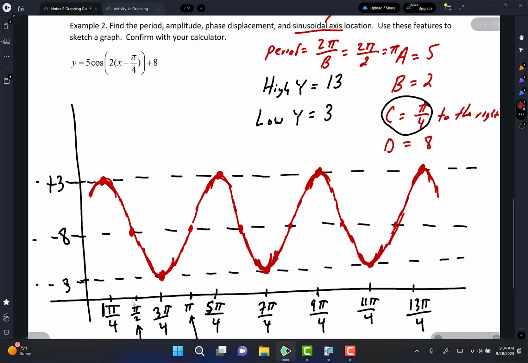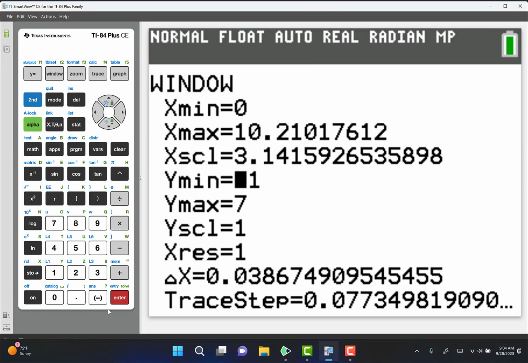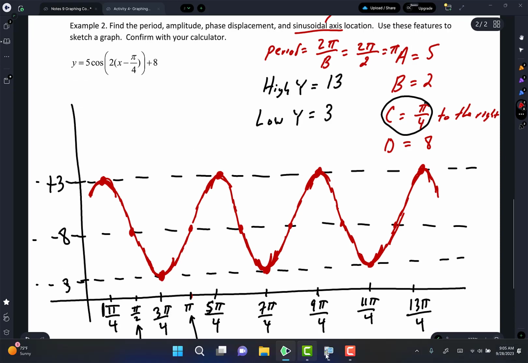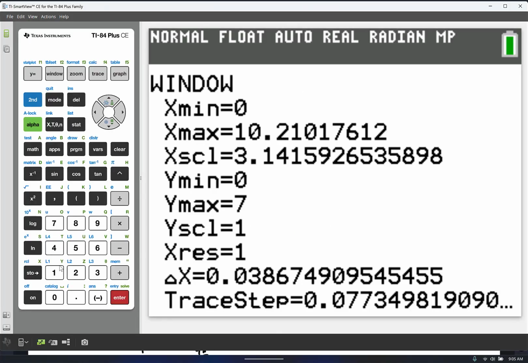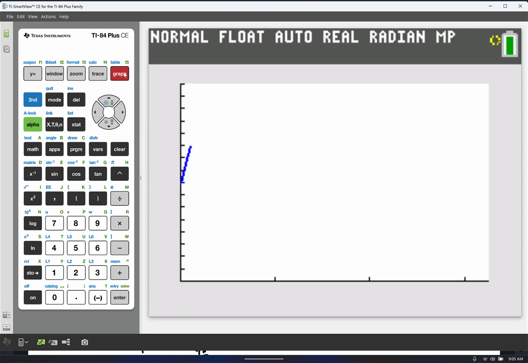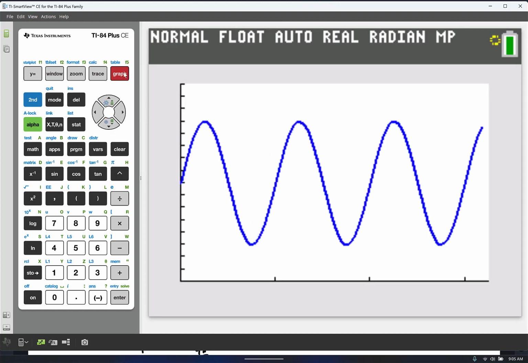Y min, let's put 0. I just want to go a little bit below the minimum. And the y max was 13, so I'm going to put 15. Or 16 if you want to be symmetric. Oh, 16. 3 away from the x-axis, 3 away from the high. Okay. Y scale by 1, that's fine. Push graph. And there it is.